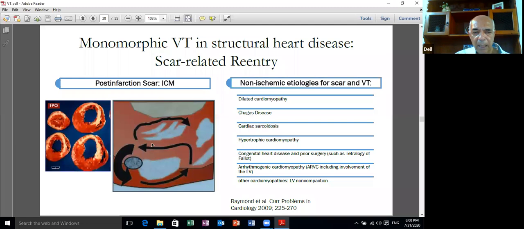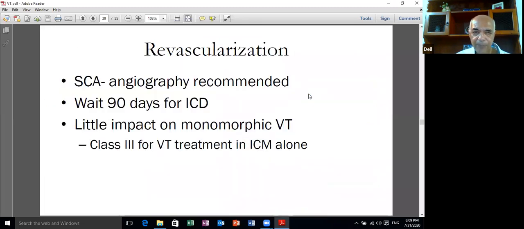This is slightly different from non-ischemic cardiomyopathy, where the scar is subepicardial, patchy, and not as clear as we find in ischemic cardiomyopathy. And this includes the following etiologies: dilated cardiomyopathy, Chagas disease in South America, sarcoidosis everywhere, hypertrophic cardiomyopathy, which we will highlight, congenital heart disease, particularly repaired tetralogy of Fallot, ARVD, or ARVC, which we will highlight, and other cardiomyopathies like left ventricular non-compaction.